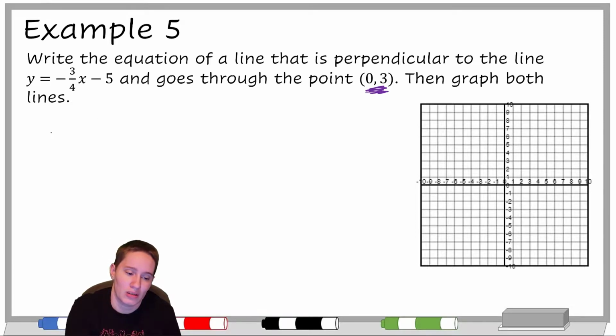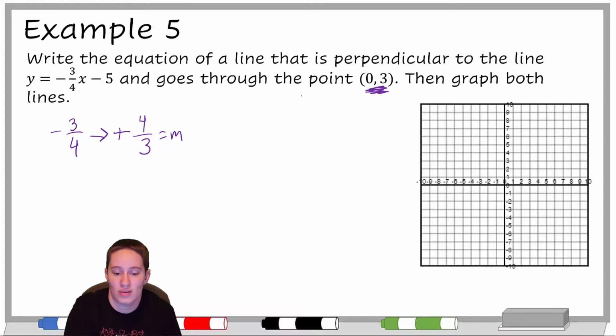So we want perpendicular to -3/4, which means that we need to think about positive, and we need to flip the 3/4 to get 4/3. So our slope is positive 4/3. We're going to plug this in with (0, 3). Well, 4/3 times 0 is 0, so I don't need that 0 there.